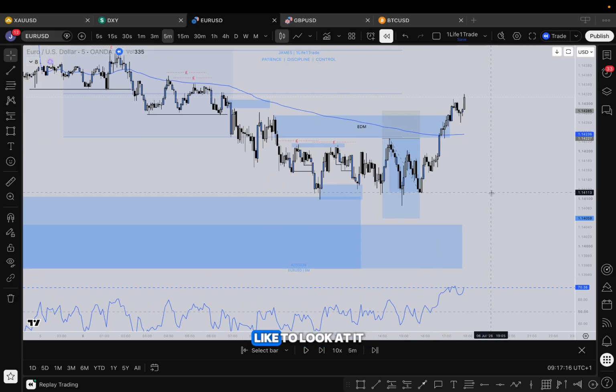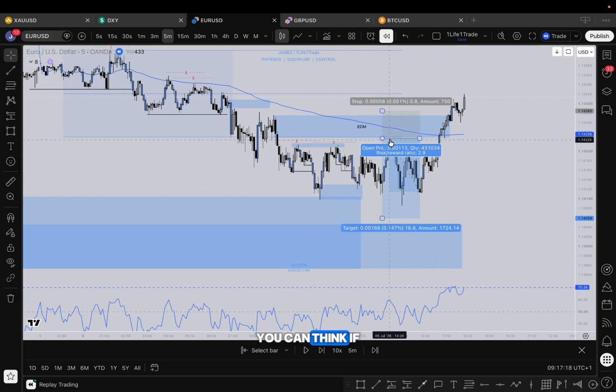Sometimes how I like to look at it, you can think if it comes to this area, at the very least, we're going to get a reaction. I'd be shocked if it goes straight through. Now, it does happen. It can go straight through. It's happened many, many times. But 9 times out of 10, well, I'd say my win rate is more around 80%. So 80% of the time, we're going to get a reaction. So that's what I was going off.